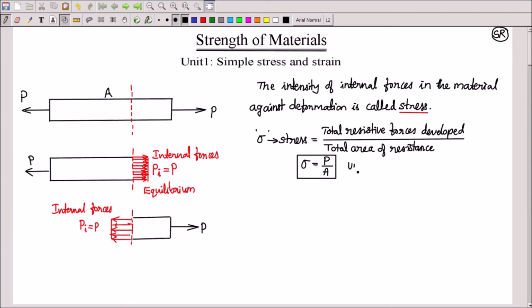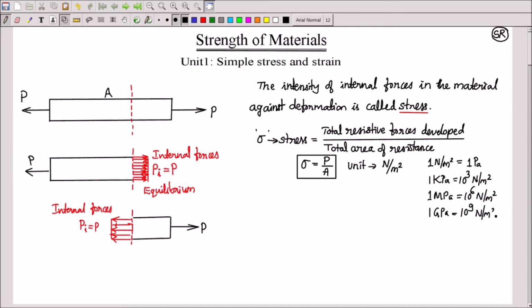So if the load is in Newton and the area is in meter square, the unit is Newton per meter square. Sometimes we will have to express stress in terms of Newton per millimeter square also. You know that 1 Newton per meter square is 1 Pascal. Kilopascal is 10 power 3 Newton per meter square. Megapascal is 10 power 6 Newton per meter square. Gigapascal is 10 power 9 Newton per meter square.